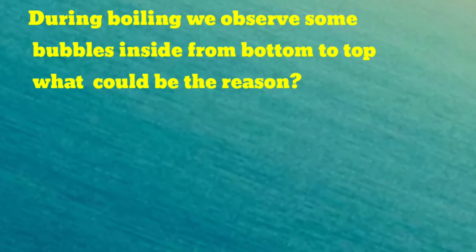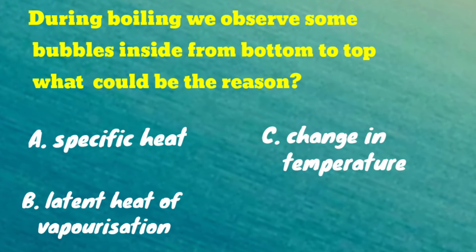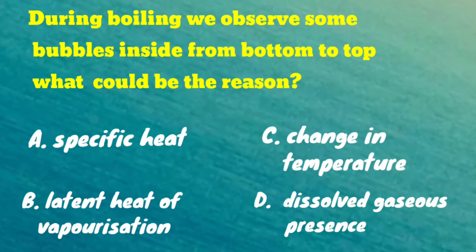During boiling, we observe some bubbles rising from bottom to top. Why? Option A, due to more specific heat. Option B, latent heat of vaporization. Option C, due to change in temperature. Option D, due to dissolved gases presence. And the right answer is D, due to dissolved gases presence.